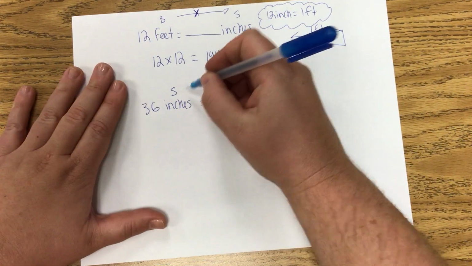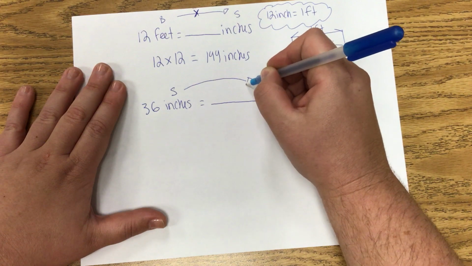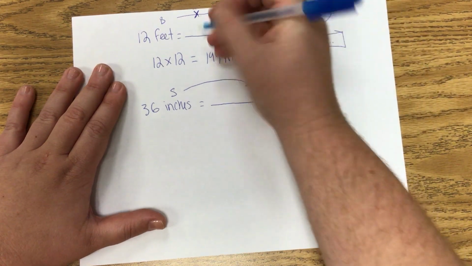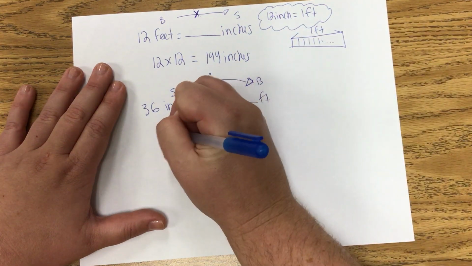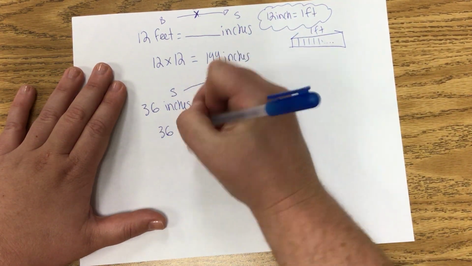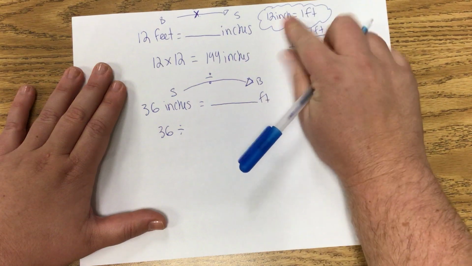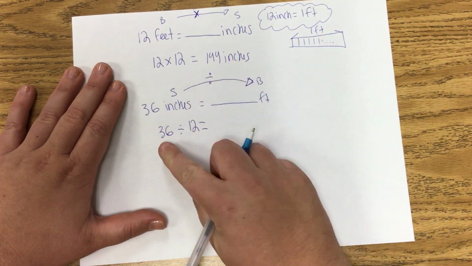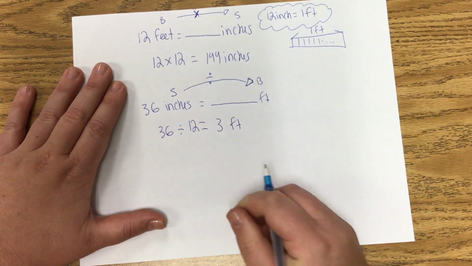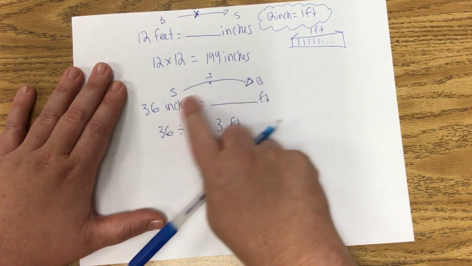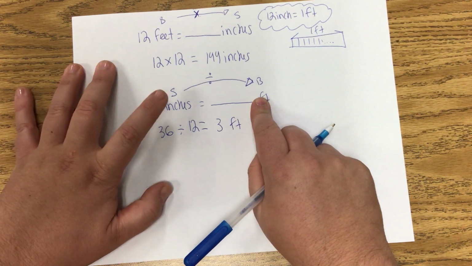So when I'm going from a small unit to a big unit, instead of multiplying, I'm going to divide. So 36 divided by 12, because 12 is my conversion factor. 36 divided by 12, I know is 3, so it's 3 feet. We know it's divided by because we're going from a small unit to a big unit.